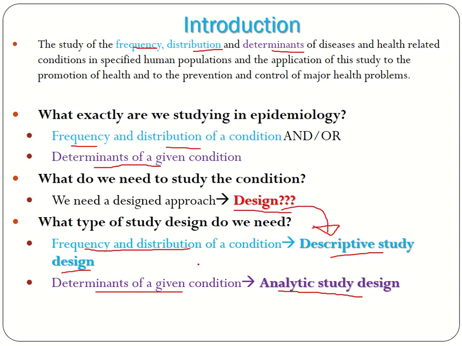Determinants of a given condition means if we have an exposure and if we are trying to look for the presence of association between this exposure and this outcome, we use analytic study design. Is there any relationship, any association between the exposure and the outcome? That is what it does for us.